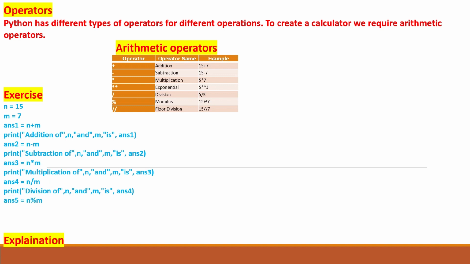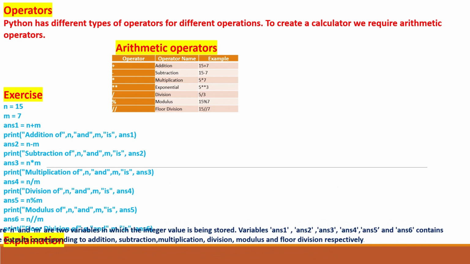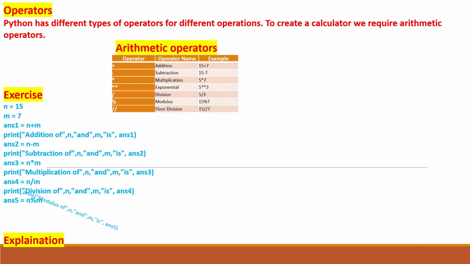ans5 is equal to n % m. Print modulus of n and m is ans5. ans6 is equal to n // m. Print floor division of n and m is ans6.